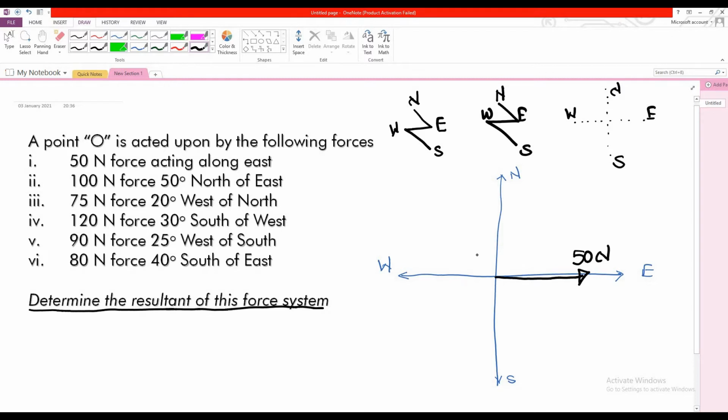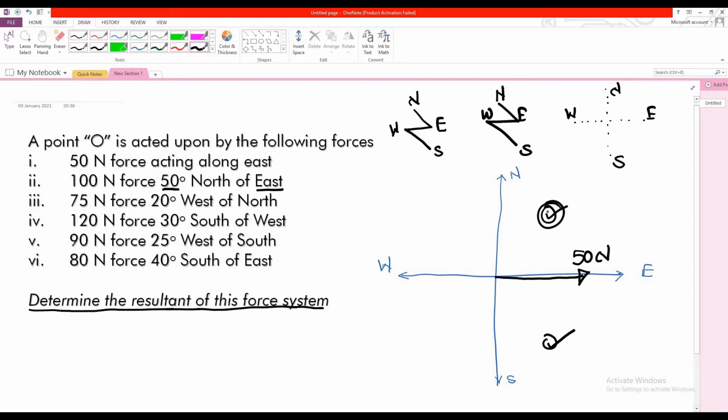Then second, 100 Newton force, 50 degree north of east. Now this may look confusing, but this is very easy. You have to remember that the force is making an inclination of 50 degree with this east, and now east has two sides, north and south. This is north of east, this is south of east. We are concerned with north of east. Therefore our 100 Newton force is making an angle of 50 degree with east direction, on the north side. This is how we write it.